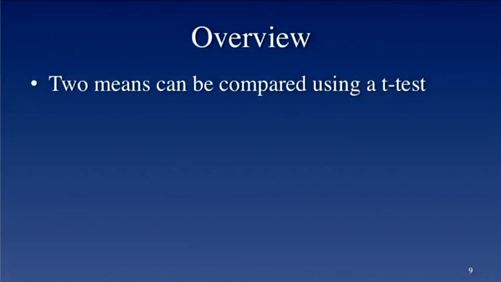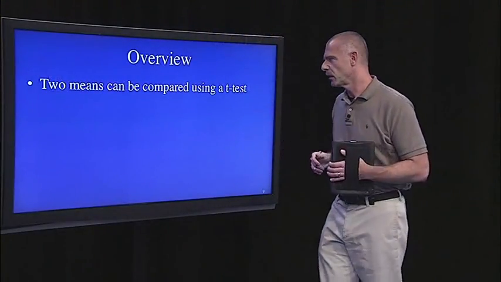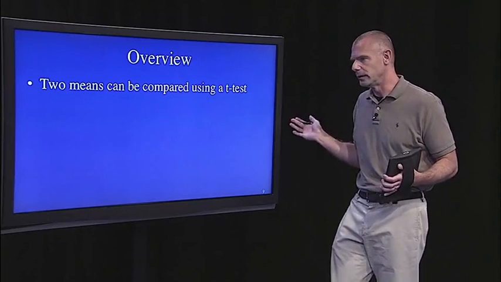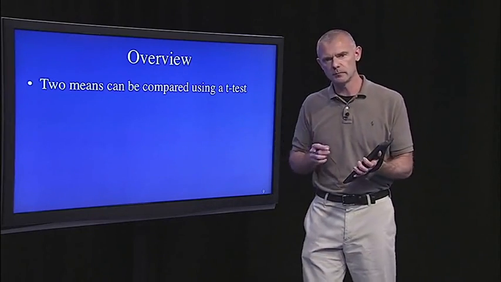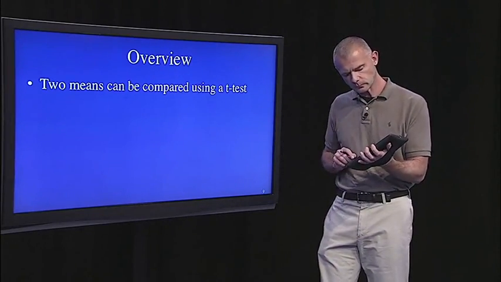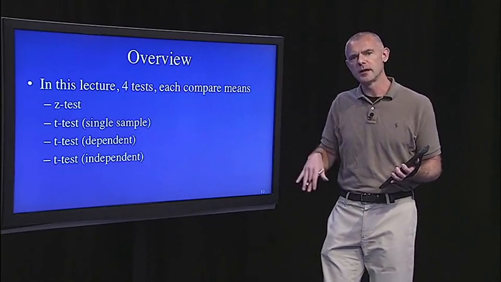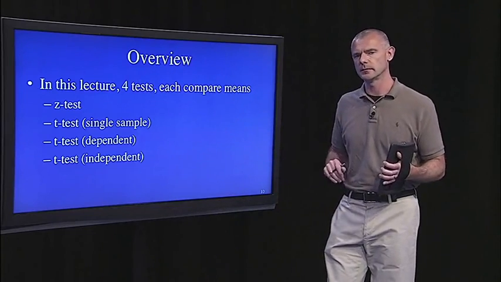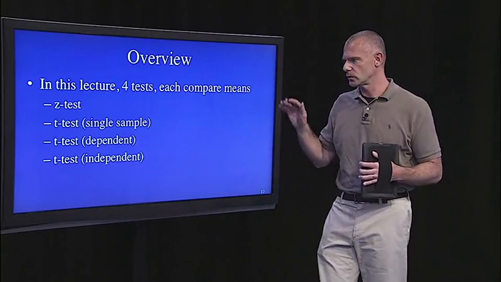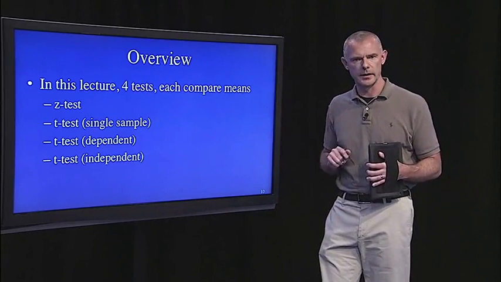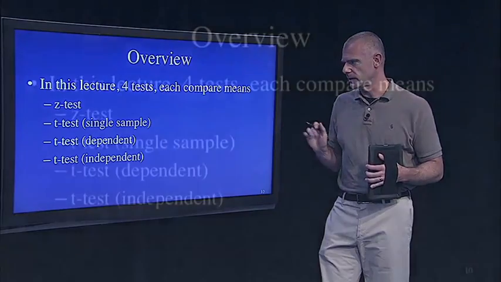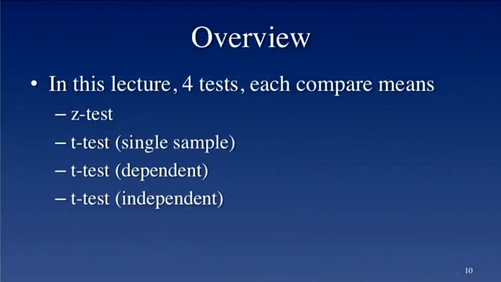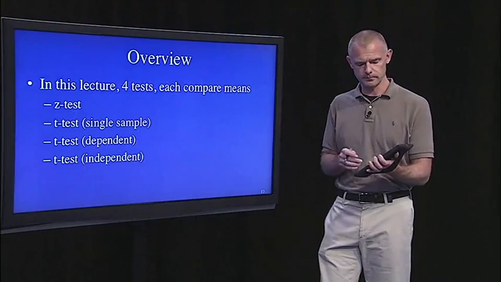Compared to multiple regression, this lecture is a breeze. So we're just going to compare two means. And we use a t-test to do that. There are variations on that. So there's actually a z-test before we get into t-tests. And in this lecture, we're going to just cover 4 variations. So z-test, a single sample t, a dependent t, and an independent t. You'll see they're very slight variations on one another, and all of them just compare two means. Very easy.